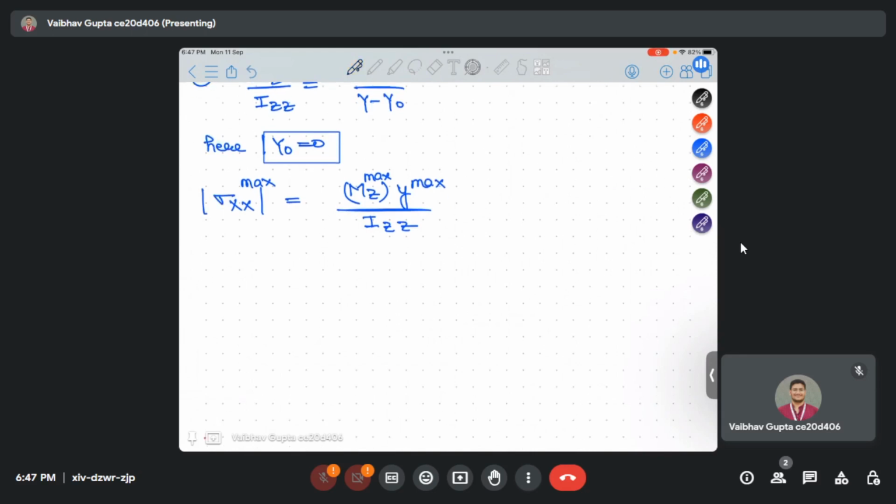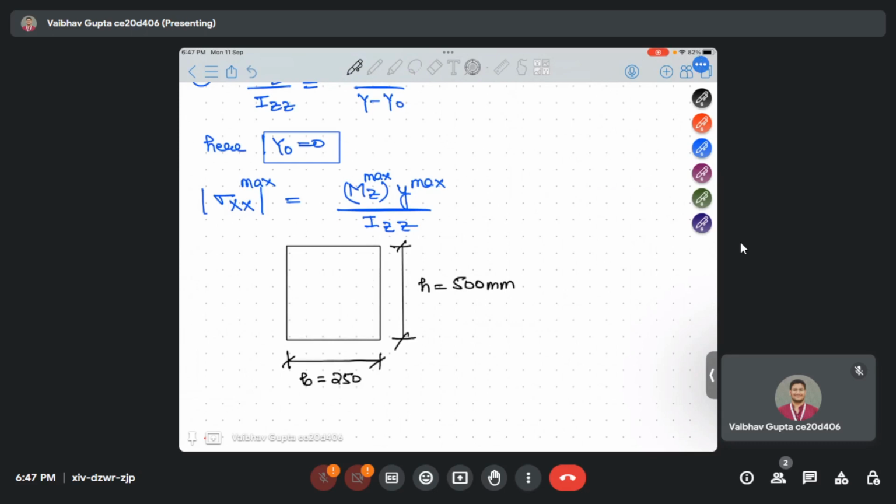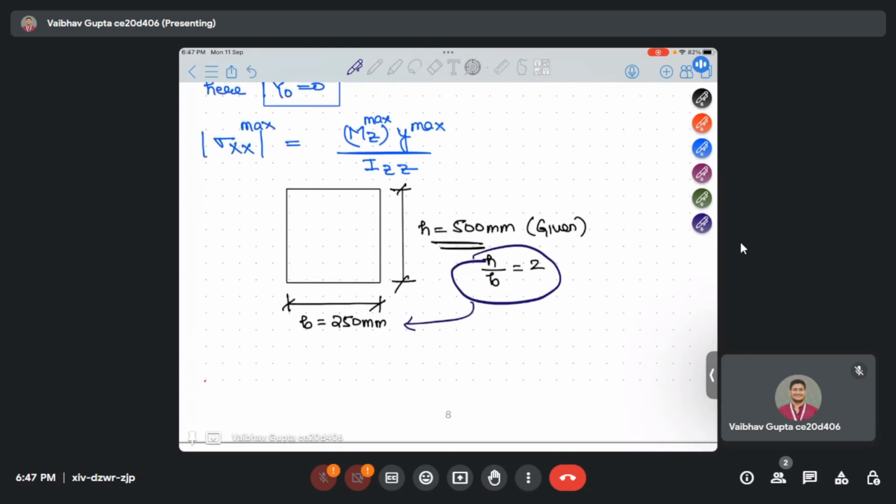So what cross section do we have in our question? Rectangular cross section, where h is equal to 500 mm, b is 250 mm. This is given to us. What is given to us? h by b equal to 2, and from that we found out b. So this is the CG of the rectangle. Suppose the coordinate axis we follow is this.